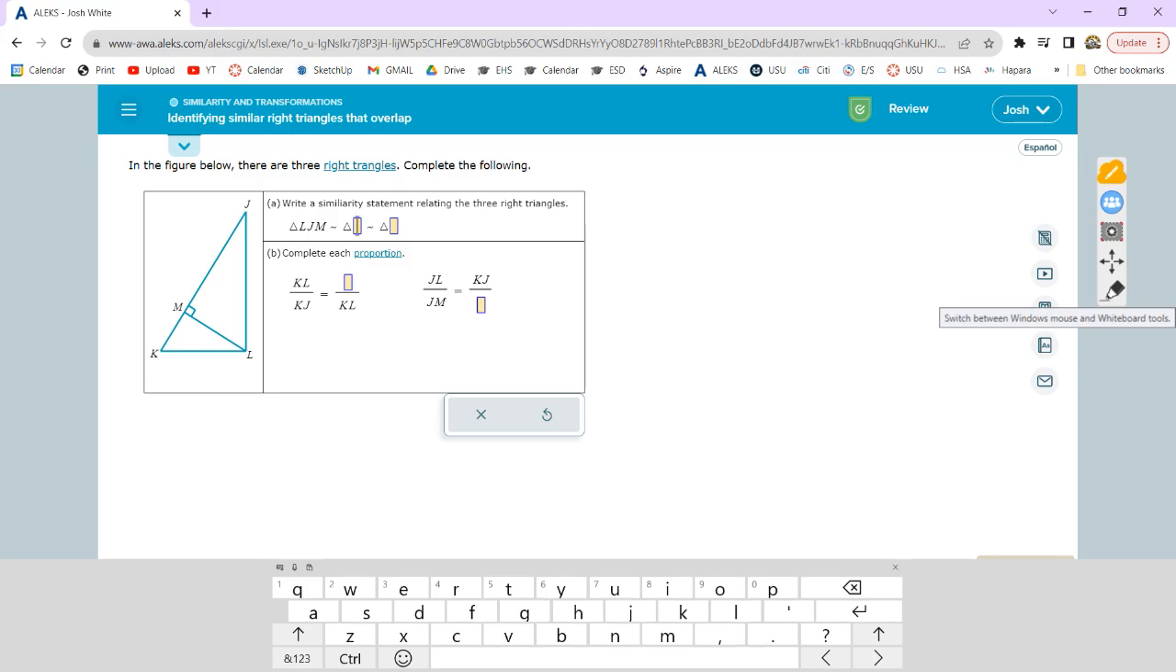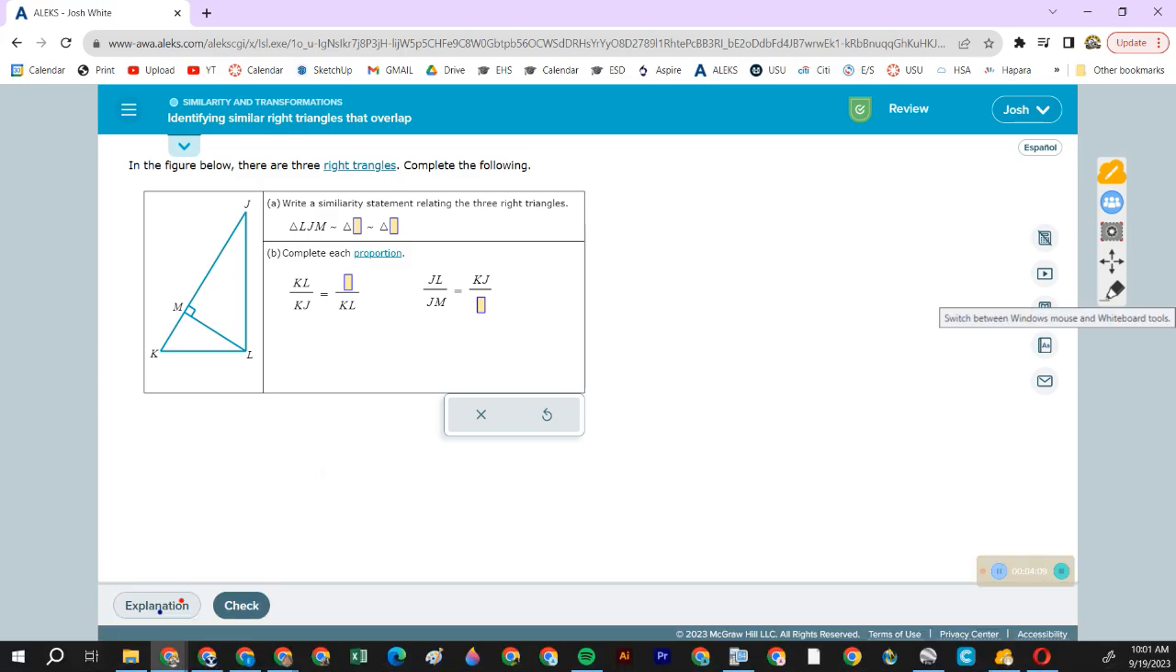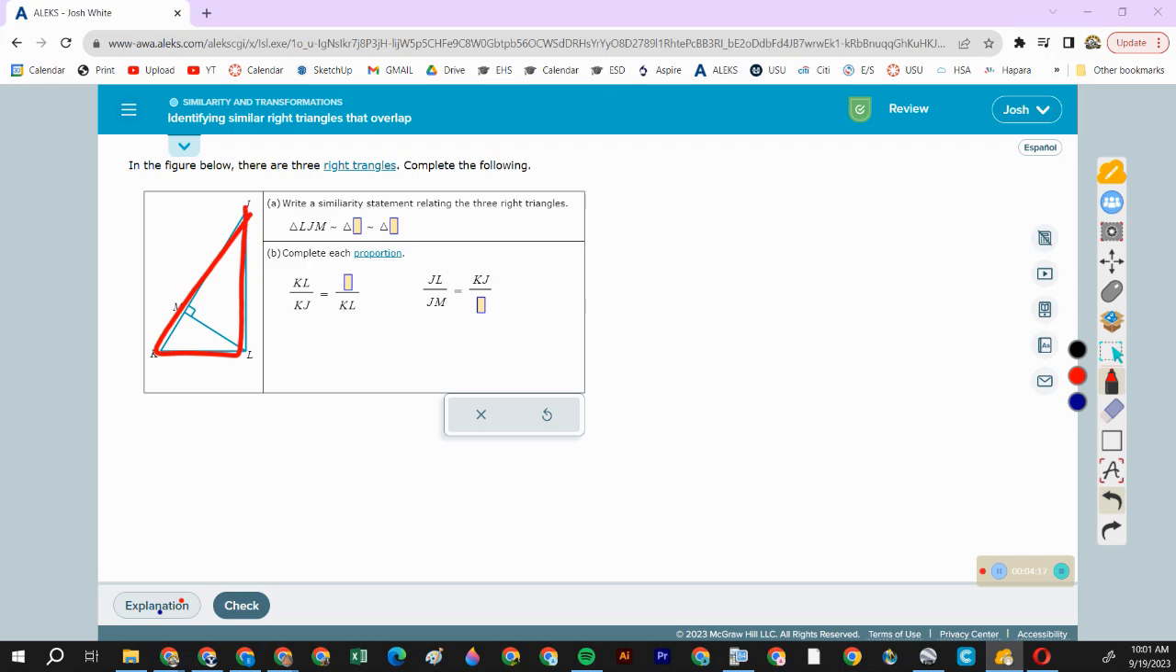All right. Same basic idea there. So we have three different triangles. We have the big triangle, we have the medium triangle, and then we have the small triangle. And all of them are right triangles, and they all have a set of congruent angles, which means they're similar, which means the sides are proportional.